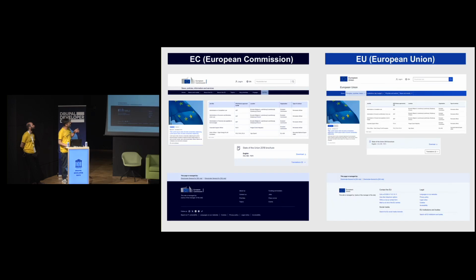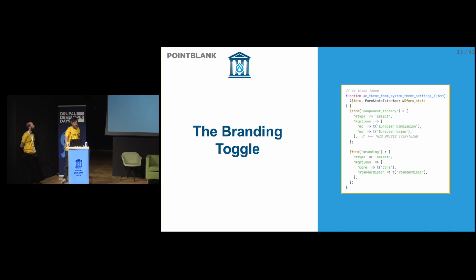Here we see two different dimensions, the EC and EU, with different colors and different typography. So it all starts with two select fields in the theme settings form. The component library is the master switch that determines which CSS and JS load, which icon sprites, which logo, and even which favicon. The branding controls the page structure via template suggestions. So with these two simple dropdowns in the admin UI, you set the desired combination.